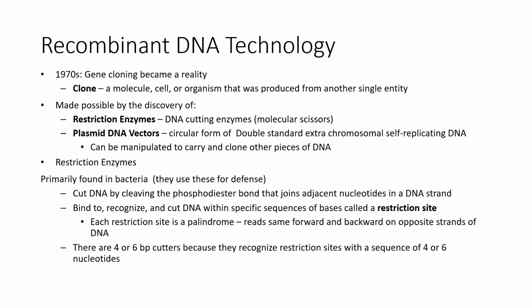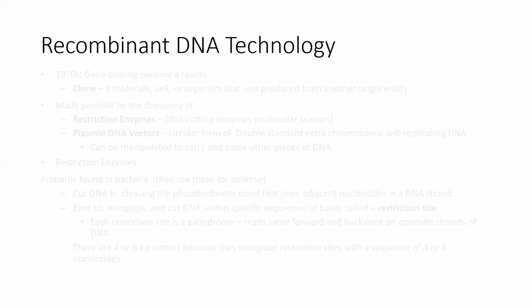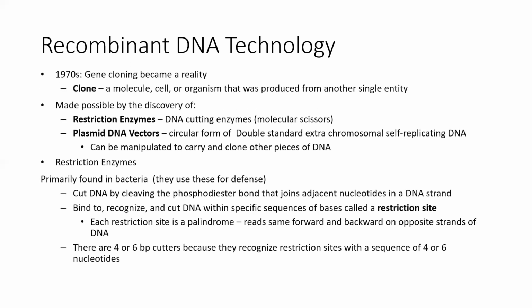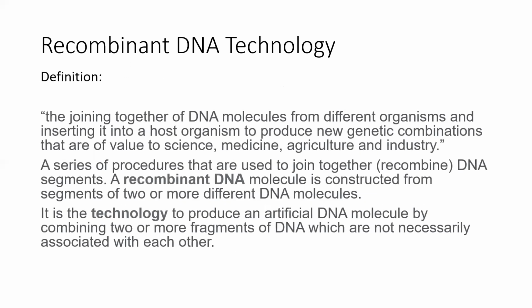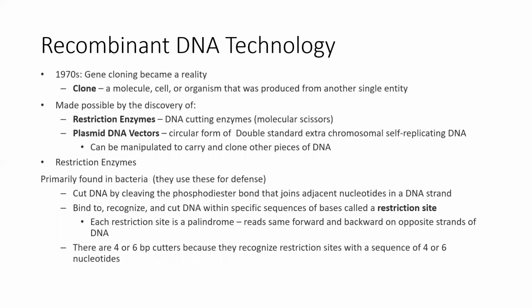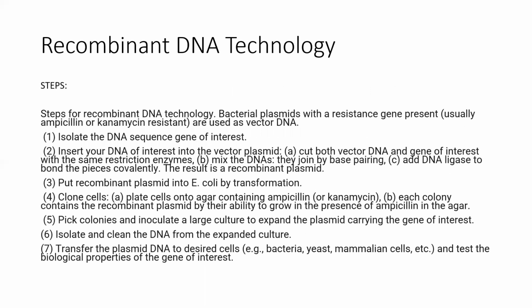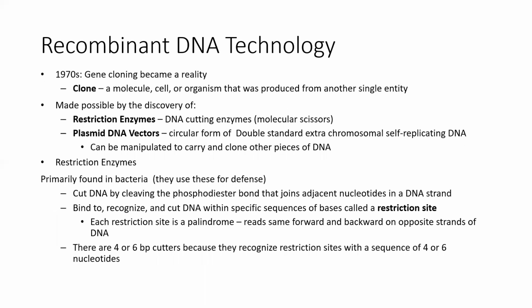There are four or six base pair cutters because they recognize restriction sites with a sequence of four or six nucleotides. That is called a palindrome sequence. Do you understand? Once again, I repeat: this is only the introduction of rDNA technology.